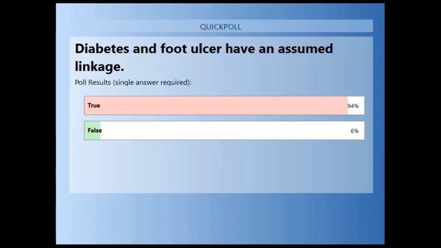Looks like she shared the poll results, and the great majority of you said that the answer is A, true, and a few of you said that it is false. This one is true because of that new WIS convention that went into effect a little less than a year ago, I suppose. So yes, diabetes and foot ulcer have that assumed linkage, and you don't have to query the physician.